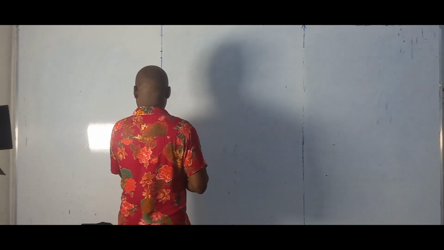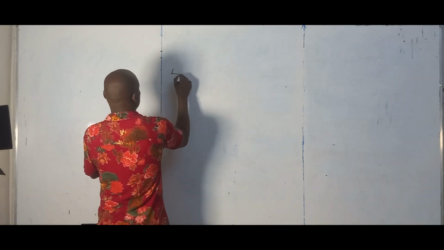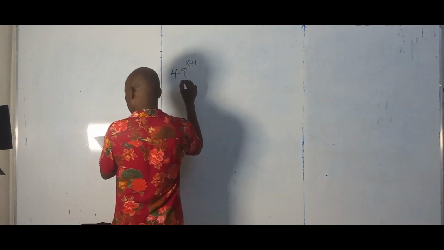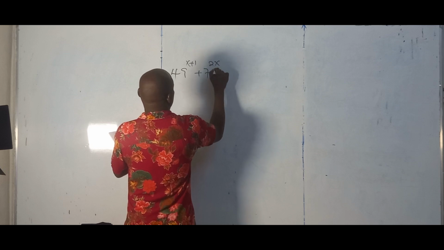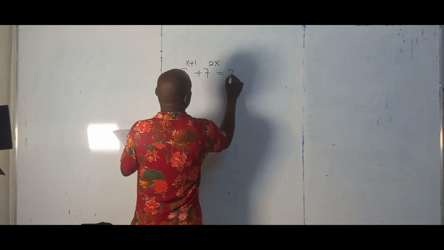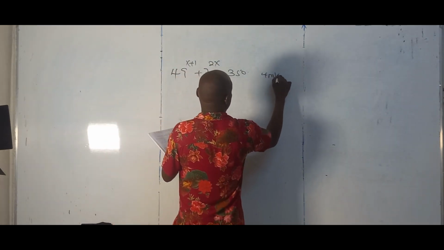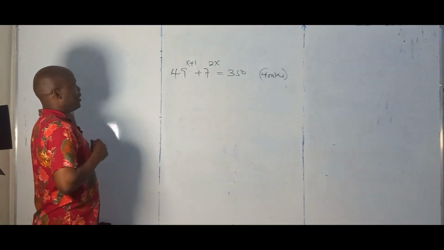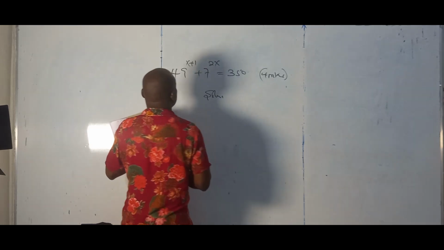Well, the question is find the value of x in the following equations. So we have 49 raised to power x plus 1 plus 7 raised to power 2x is equal to 350. And that's 4 marks. So we remember indices. So here we have the solution.